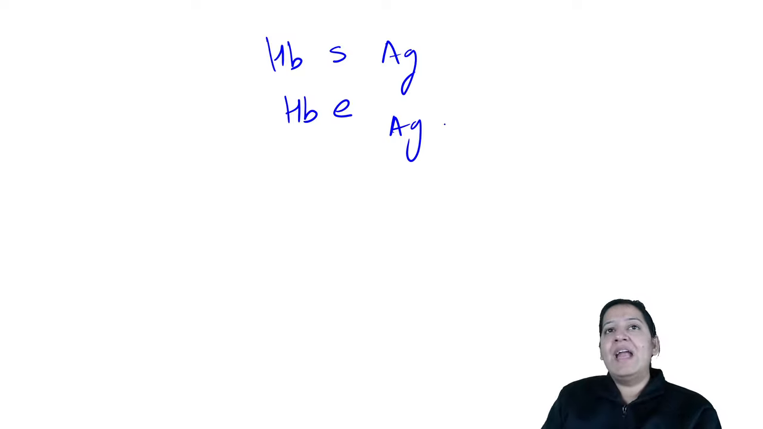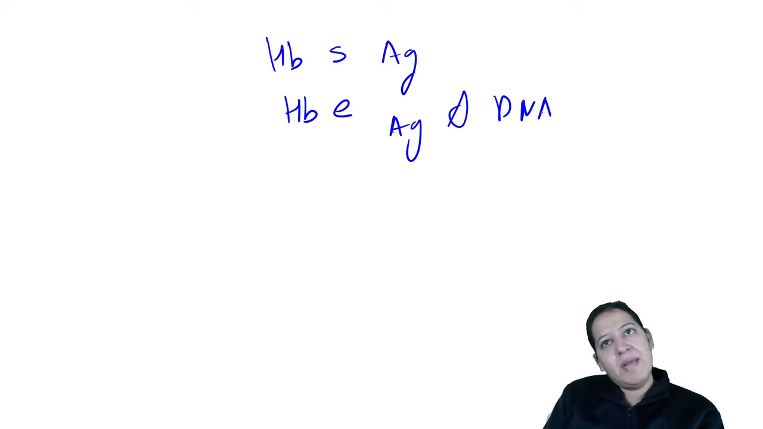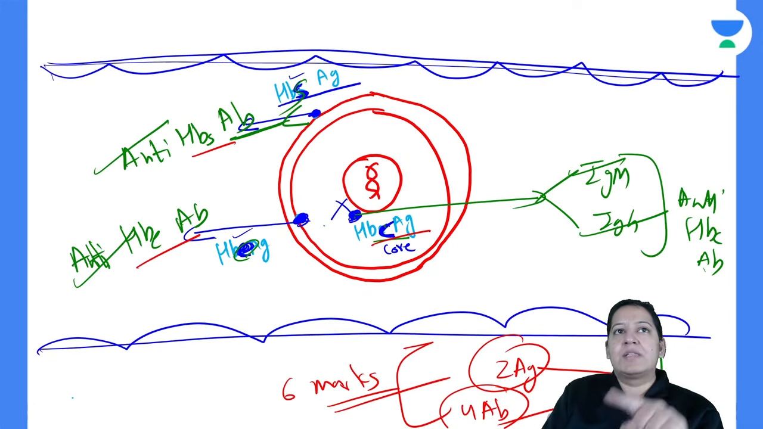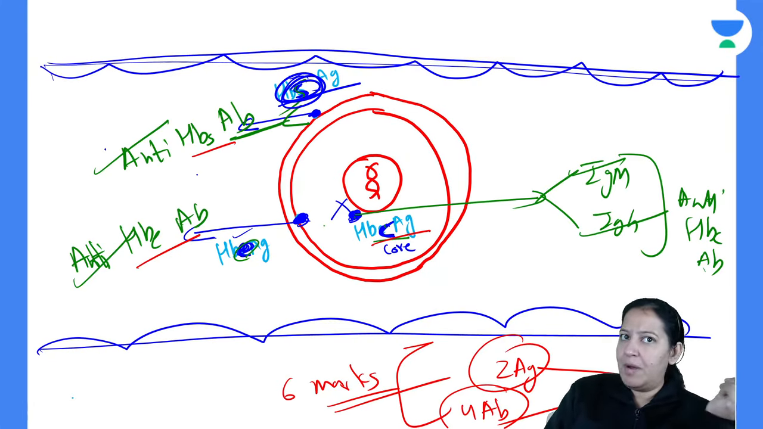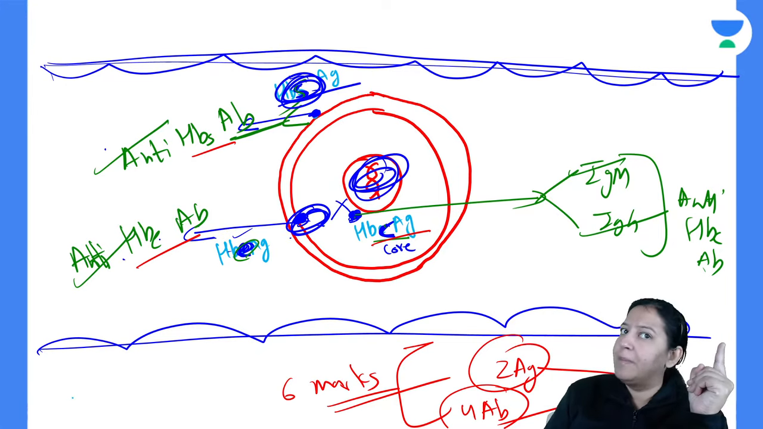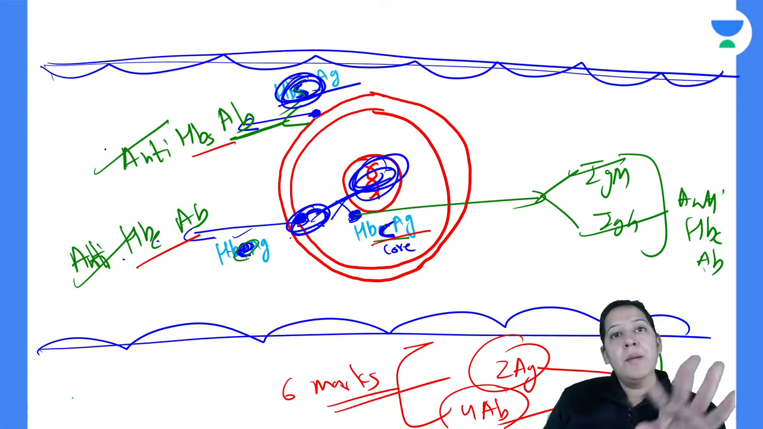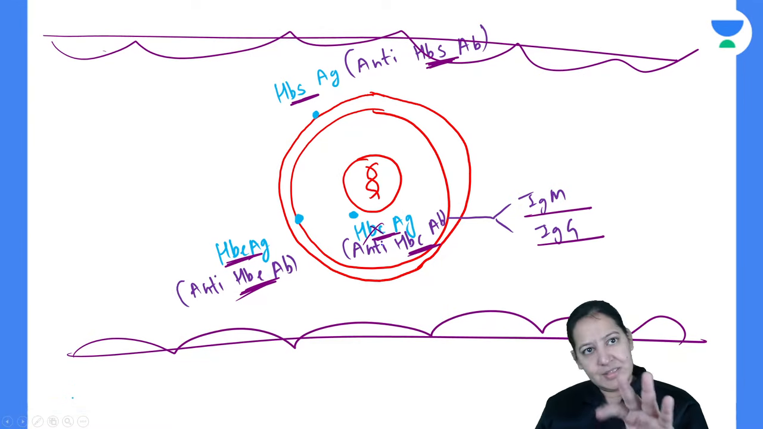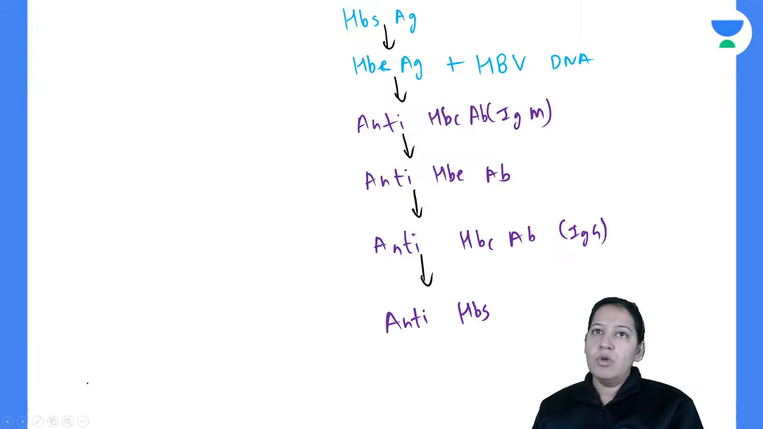Along with HBE antigen, DNA will also come at the same time. DNA will dissolve and come in the blood. You can see the diagram. S is dissolving, coming in the blood. E is dissolving, coming in the blood. Along with E, DNA also dissolves and comes in the blood. E and DNA come together. But C does not come in the blood. Have you got it?